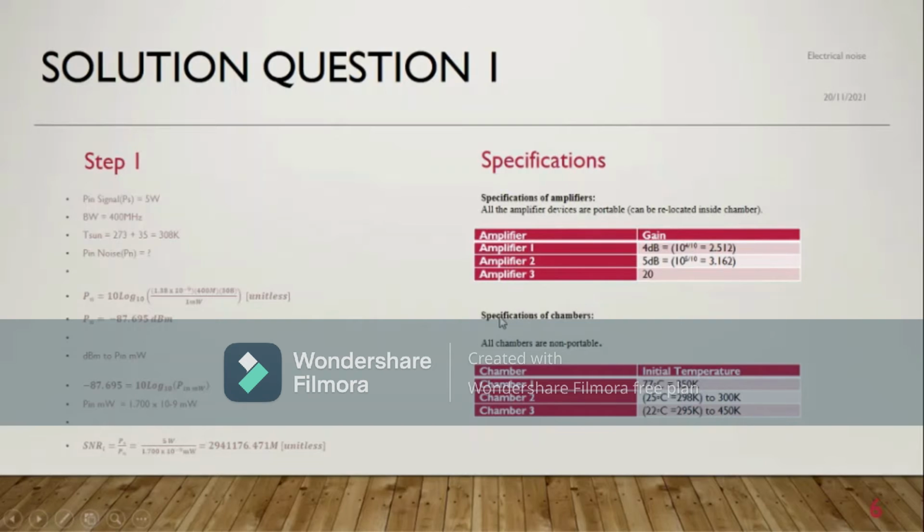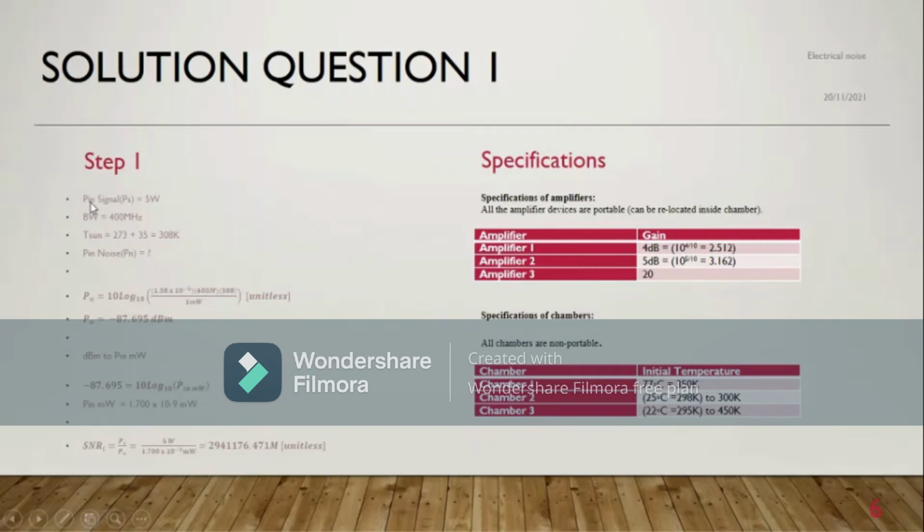Okay, so for the specification of the chambers, for chamber 1 we have the initial temperature of 350, and for chamber 2 we have 25 Celsius, which we convert to Kelvin, 298 Kelvin to 300 Kelvin. And chamber 3 we have 295 Kelvin to 415 Kelvin. That means we can choose any temperature of the chamber. So we go to step 1.